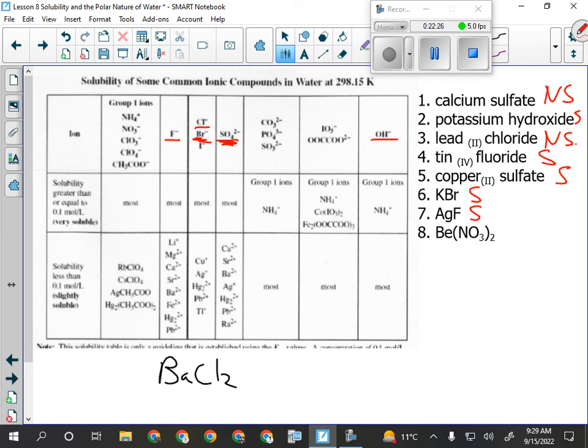Well, nitrates are almost all soluble. So if you see something with nitrate and it's not one of these ridiculous looking things, it's soluble. Nitrates are just super soluble. Okay, so there we go. Make sense how to do that?